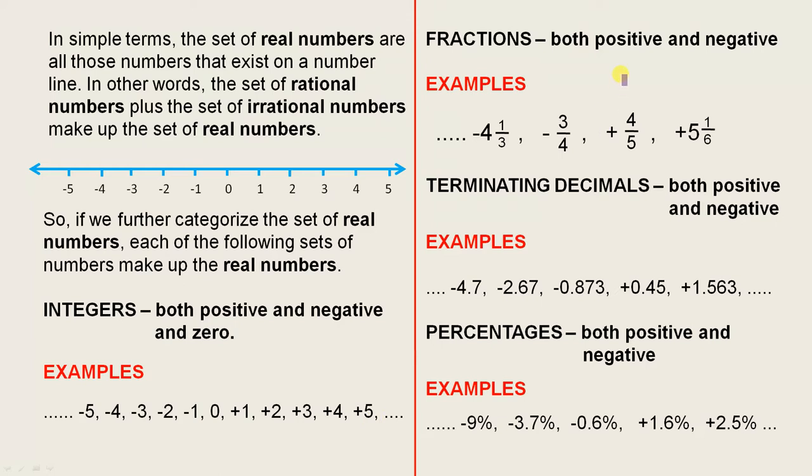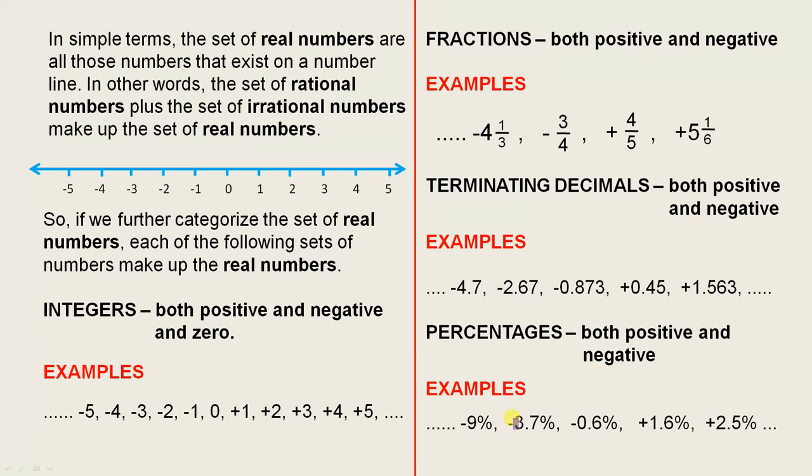Fractions, both positive and negative, whether they're mixed fractions or simple fractions, they also make up real numbers. Terminating decimals, both positive and negative, and we saw what constitutes terminating decimals in a previous lesson, whether they're negative or whether they're positive. They are also real numbers.